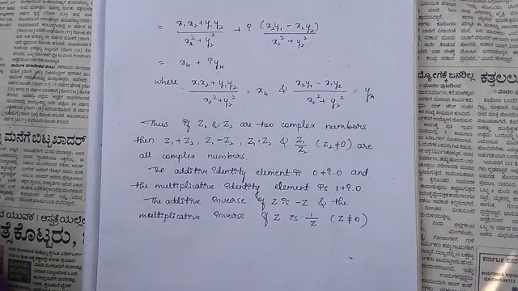The additive identity element is 0 plus i into 0 and the multiplicative identity element is 1 plus i into 0. And in the complex numbers, the additive inverse of z is minus z and the multiplicative inverse of z is 1 by z. Here z is not equal to 0. So these are the algebra of complex numbers.